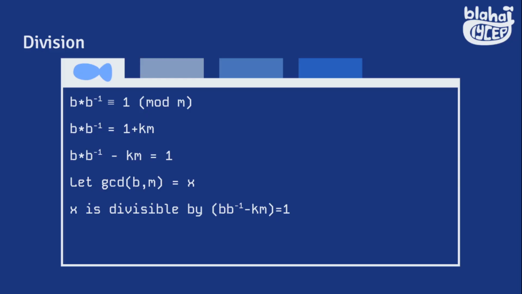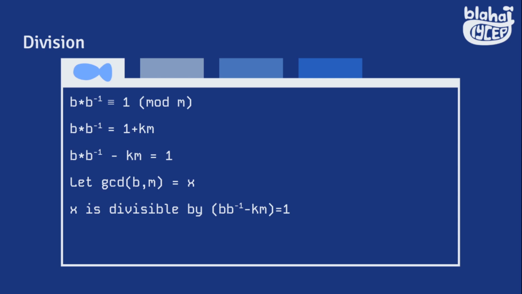And so now move over to this whiteboard. We have b times b to the power of negative 1 minus k times m. And we notice that since x is a factor of both b and m, it is a factor of the whole expression because we can sort of factor out x.